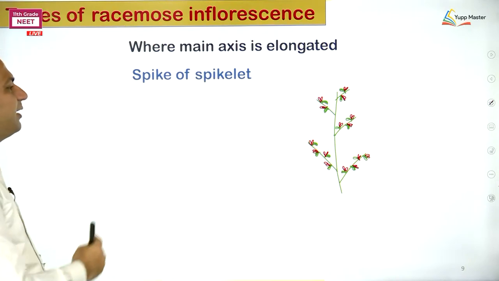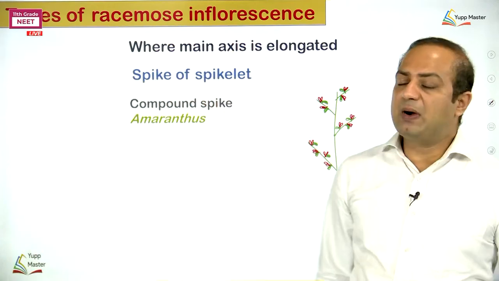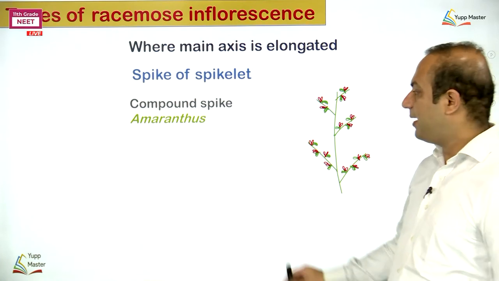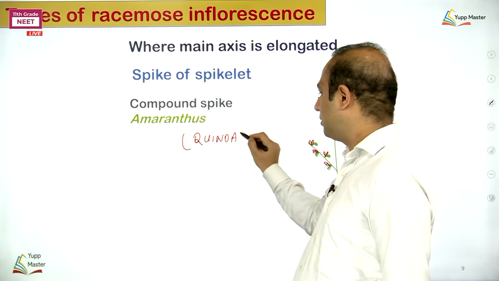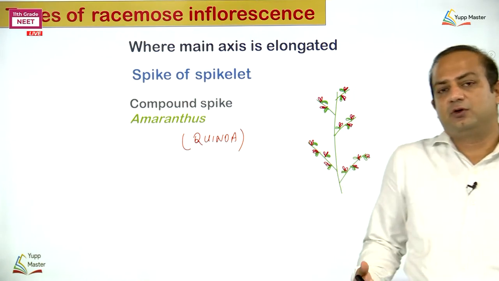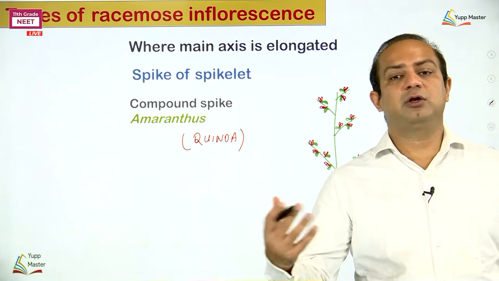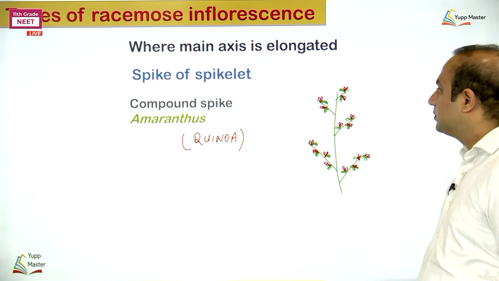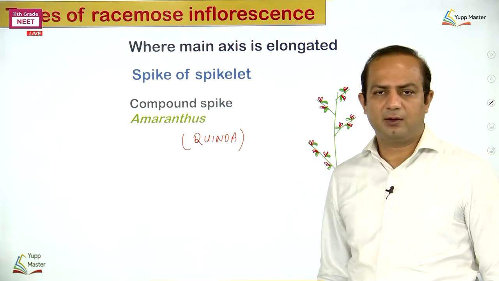So here we have such a structure which can be considered a spike or spikelet, a compound spike, where each branch is bearing a spike inflorescence, as we see in Amaranthus, right now famous as quinoa. You can get these seeds in the market right now. They are getting famous because of, you can say, a kind of novel food, meaning high nutrient value food. That's why it is becoming famous nowadays. So spike or spikelet is here. It is usually seen in monocots. Okay, next.